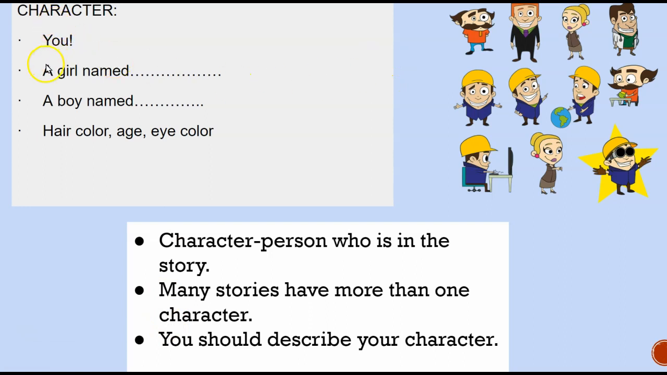In your story, the character could be you, it could be a girl, a boy. You want to describe your character. Is she tall, short? Hair color, age, eye color. The character is the person who is in the story. Many stories have more than one character. It could be you and somebody else, but one of the main ones is probably going to be the hurricane. What's happening to you and your character during the hurricane?